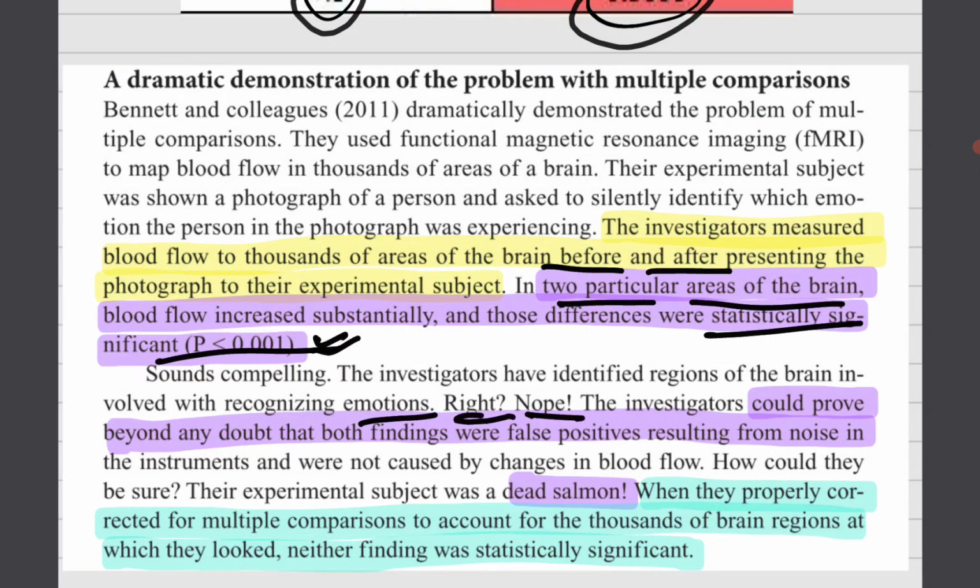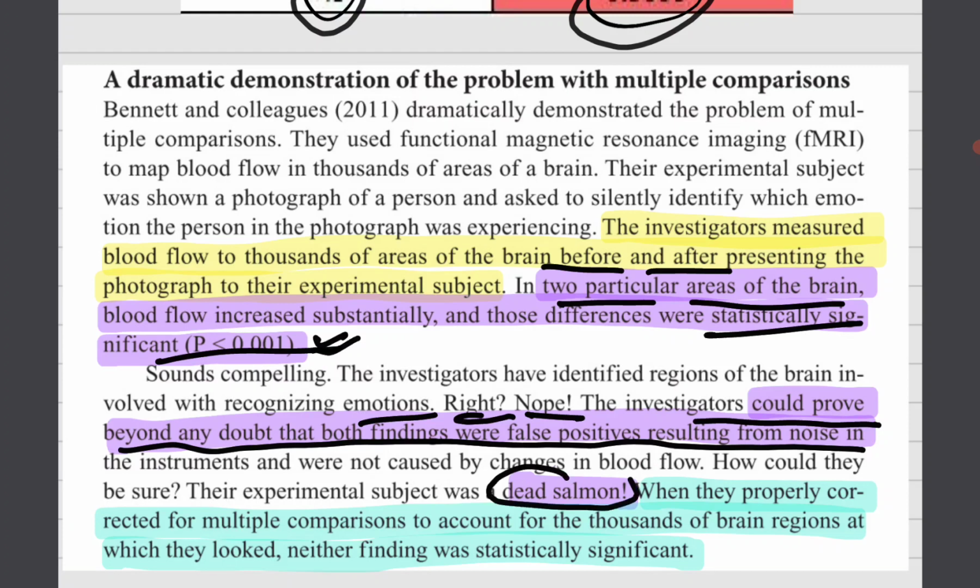Nope. Why? Because the investigators could prove beyond doubt that the findings were actually false positives from noise in the instrument and were not caused by changes in blood flow. How could they be so sure? Because their experimental subjects were actually dead. They were dead salmon. So this is the problem of multiple comparisons. When you are making so many comparisons, there is a very good probability that you can get at least one comparison to be statistically significant just by random error or random chance.